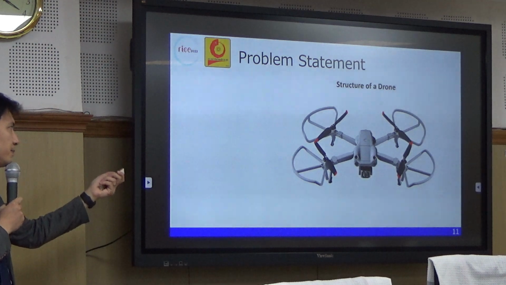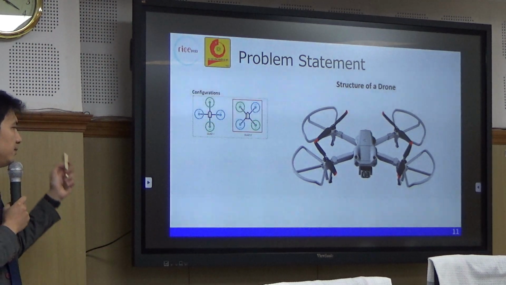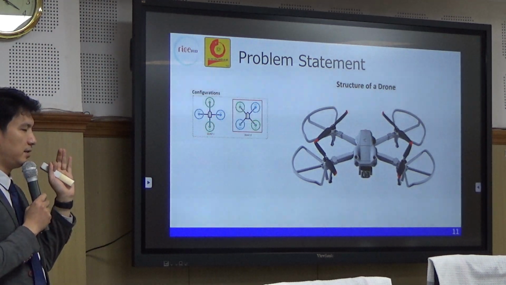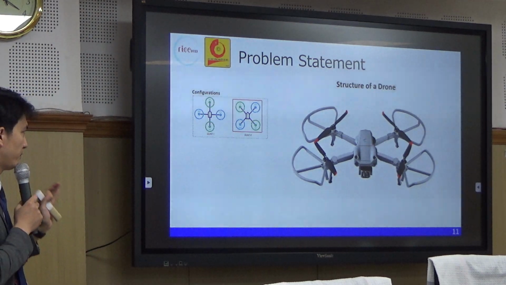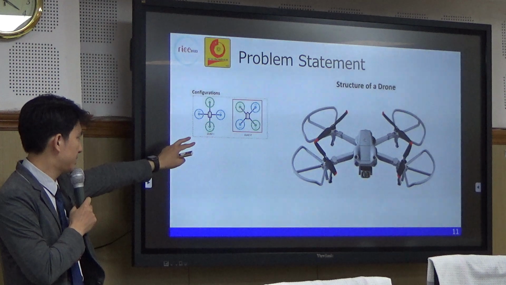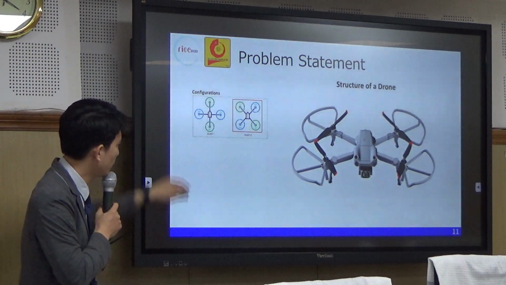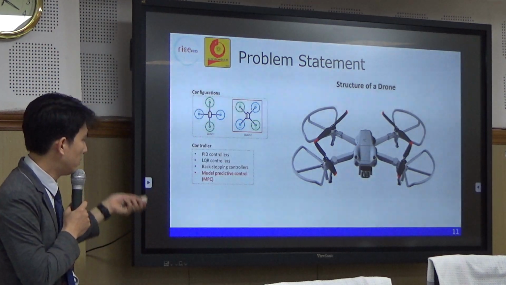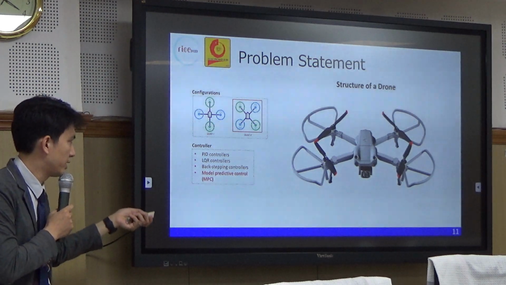This is the structure of the drone. And a little additional information for you: there are two kinds of drone, the quad plus and the quad X. Okay, I will not talk about the controller anymore.